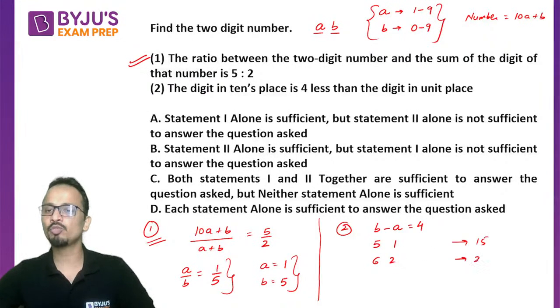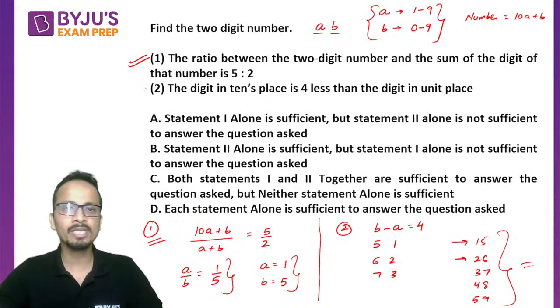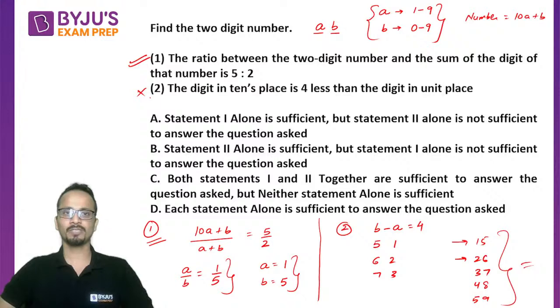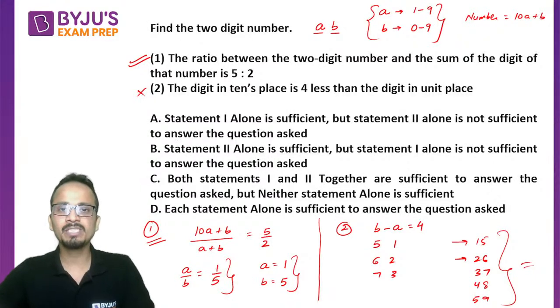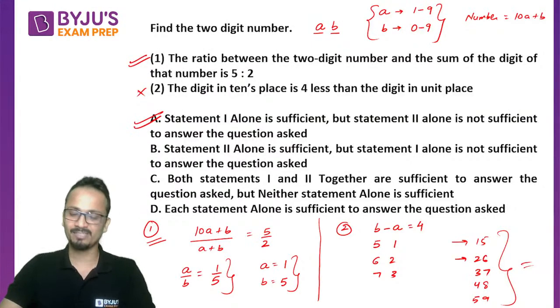The number can be 26. It can be 7, 3. The number can be 37. The number can be 48. The number can be 59. So there are multiple possibilities using statement 2. So statement 2 is not sufficient to answer the question. So the correct answer will be: statement number 1 alone is sufficient, but 2 alone is not sufficient. So option A is the correct answer.